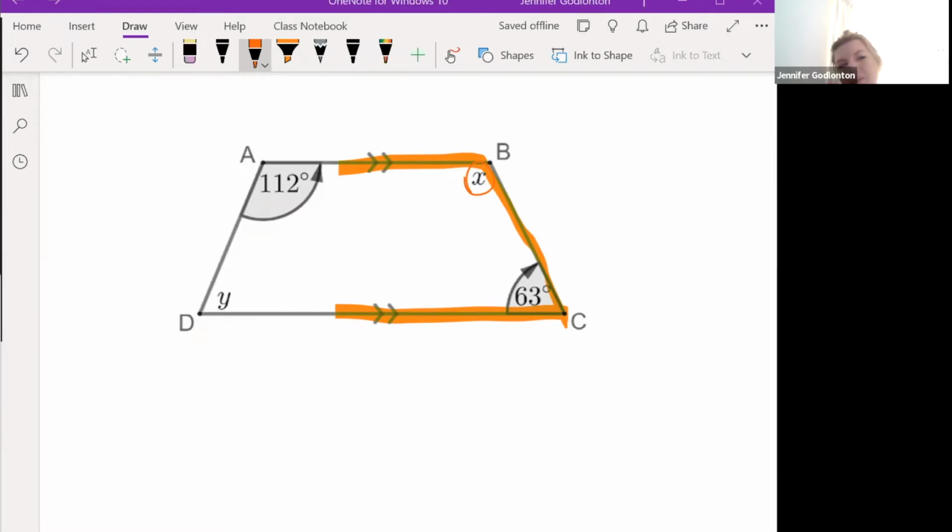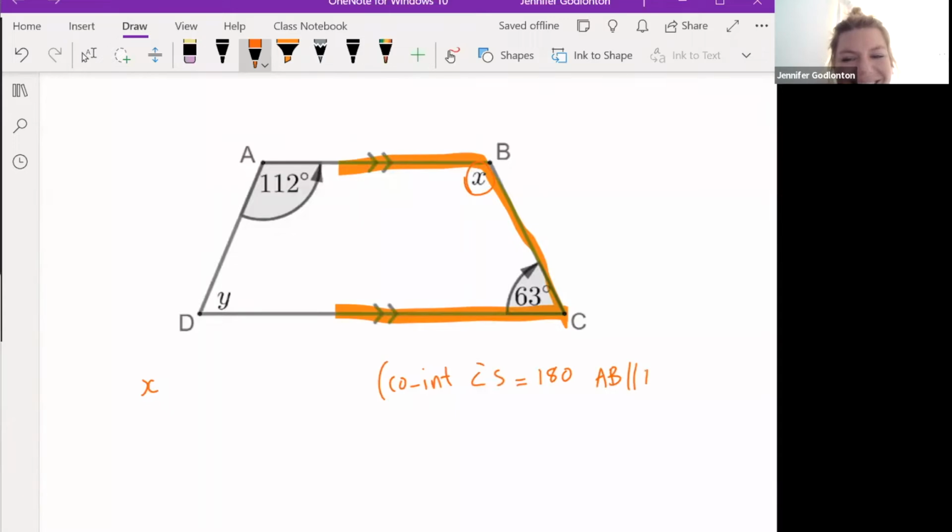Alwande, can you tell me what I would do in this situation? What would it look like? I said X is equal to 63 degrees, and I said my reason was co-interior angles. Okay, I really like your reason. So co-interior angles, but what do co-interior angles have to equal? 180. Yeah, and is that what you've done?